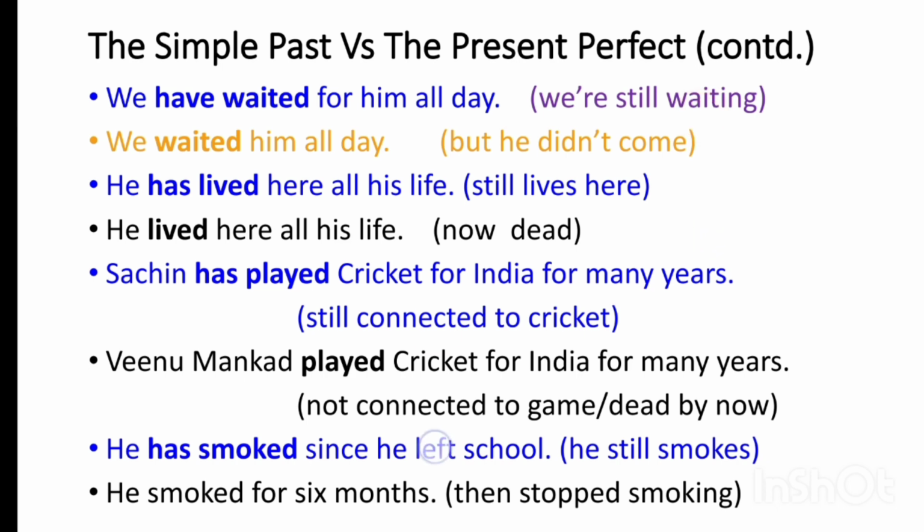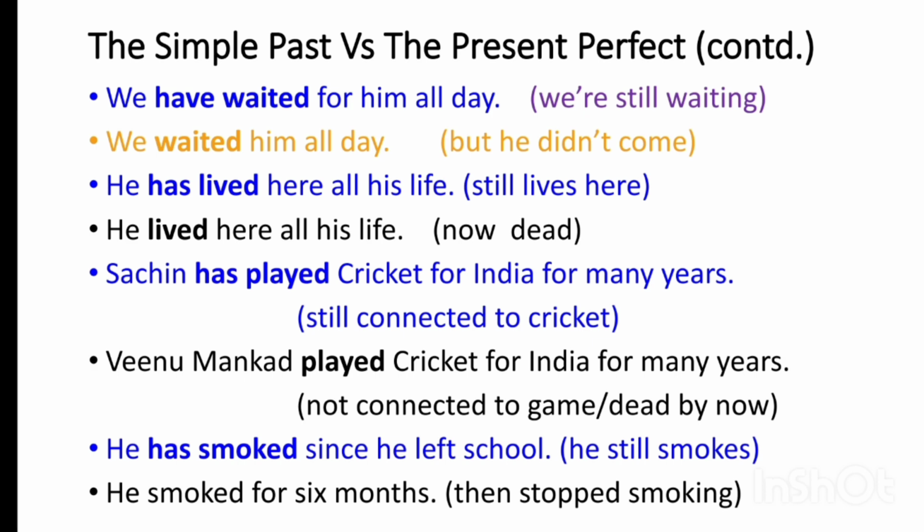Next sentence, he has lived here all his life. It means still lives here. But if you say he lived here all his life, it means now dead. Now he is not living at this place, or he is dead. Sachin has played cricket for India for many years. It means he is still connected to game. अभी भी game से जुड़ा हुआ है. Vinu Mankad played cricket for India for many years. It simply implies that he is not connected to game, or he is dead by now.